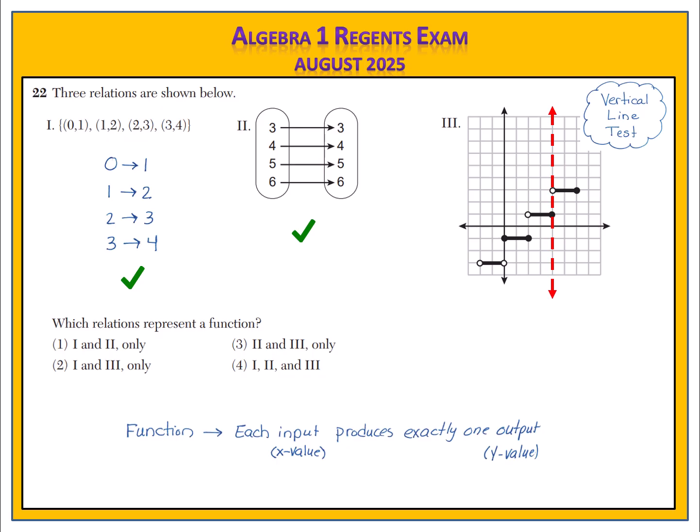Open circle means nothing there. There's only 1 point at that location on the graph. We continue across to the end, and we have not had any violations. Our graph passes the vertical line test and therefore is a function. Which relations represent a function? All 3 of them, 1, 2, and 3. Choice 4.